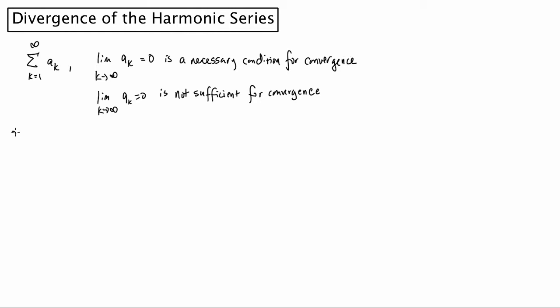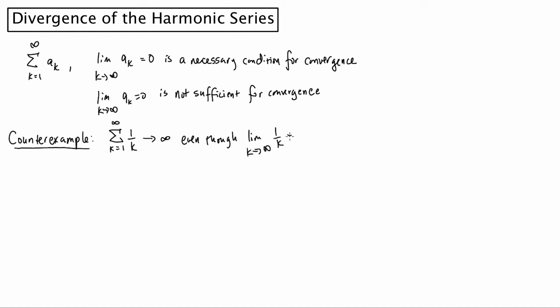And the reason why it's not a sufficient condition is it has a really nice counterexample: the sum, k goes from 1 to infinity of 1 over k. This series converges to infinity even though the terms of the series converge to 0. Now, how do we prove this?